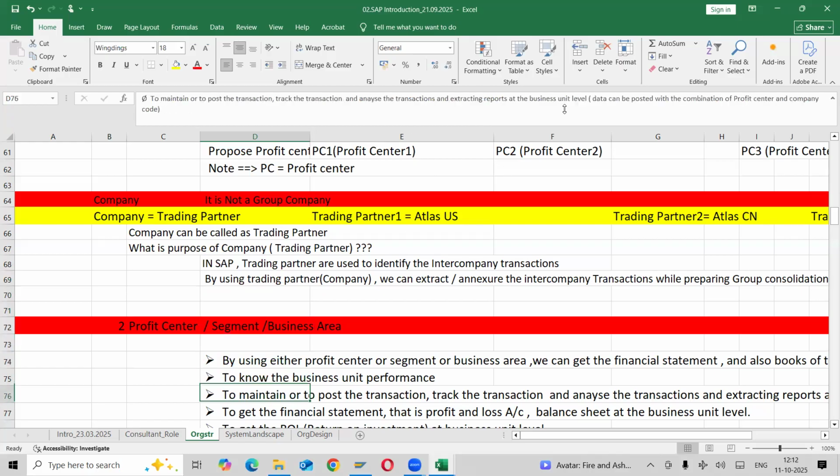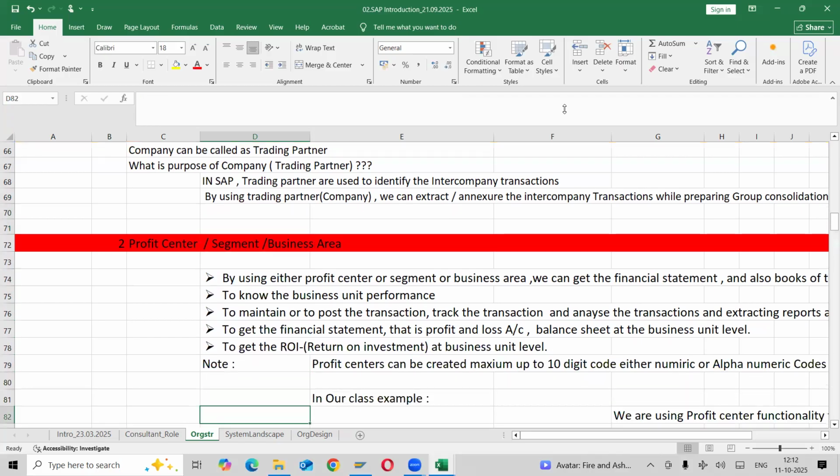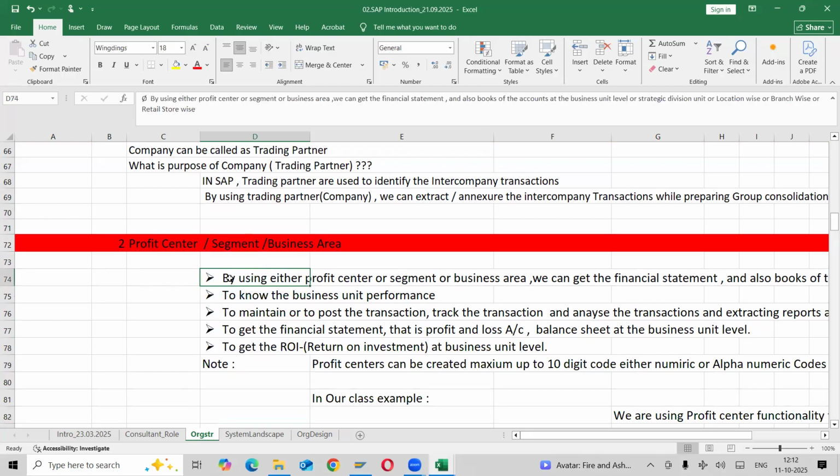Next, what do you mean by a profit center, segment, and business area? I am not saying what a profit center is at this particular moment, but where we are going to use it. By using either profit center, segment, or business area, we can get the financial statement. One second.